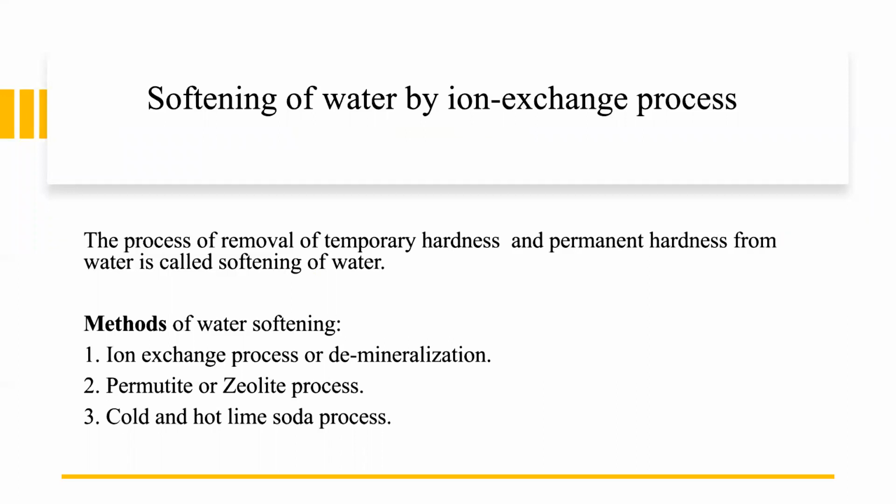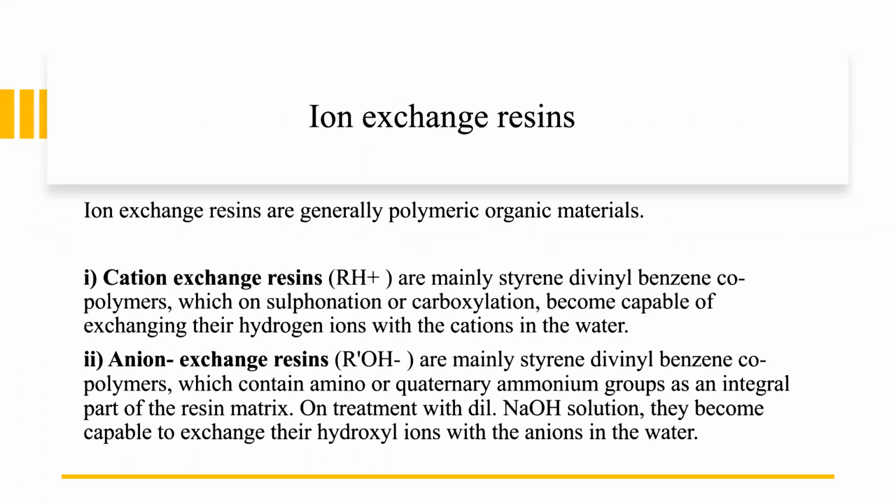We have different methods of water softening, that is ion exchange process or demineralization process, then permutit process or zeolite process, and cold and hot lime soda process. We shall know about ion exchange process. For ion exchange process, we make use of ion exchange resins. Ion exchange resins are generally polymeric organic materials.